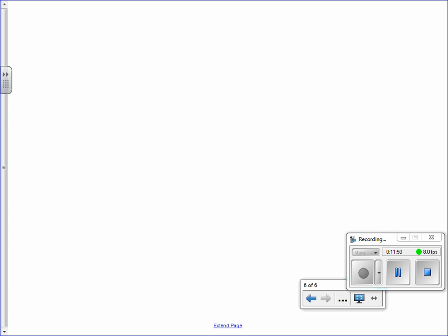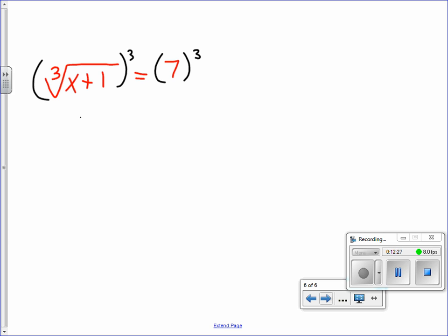We'll do one more. What would I need to do if I needed to solve something like this? Alright, is squaring it going to work here? No. What do I need to do? Take the third power and cube it. Yes. What is 7 to the third power?